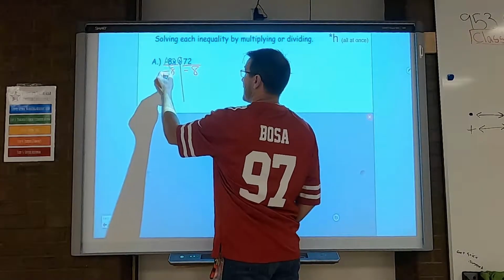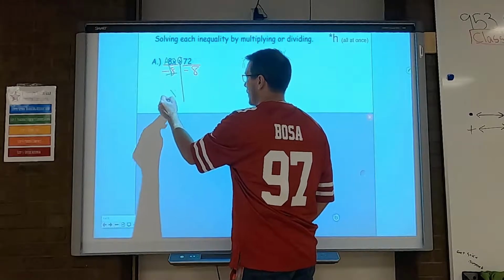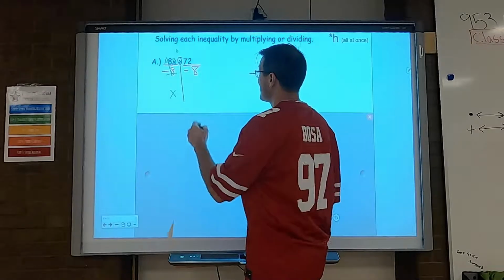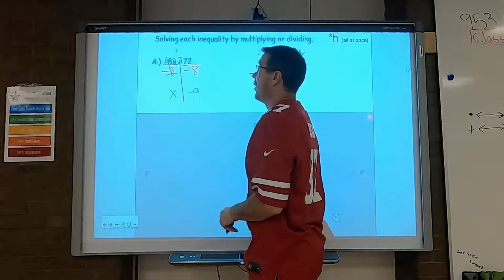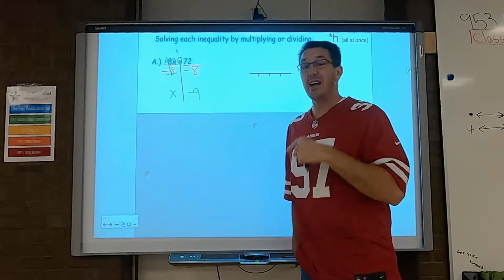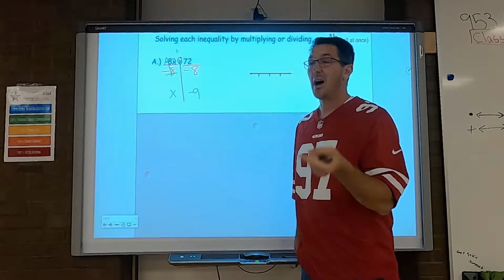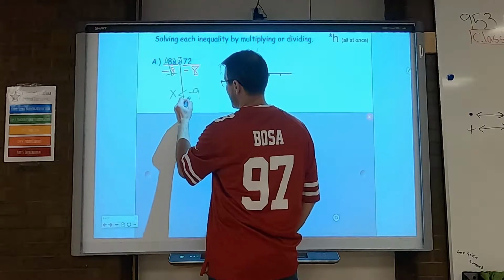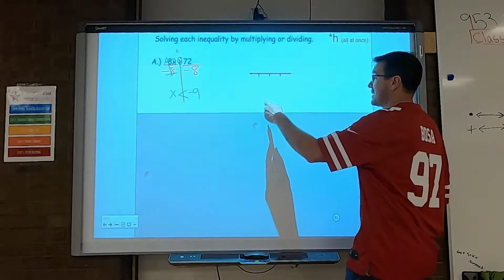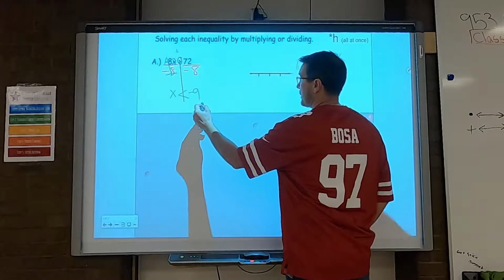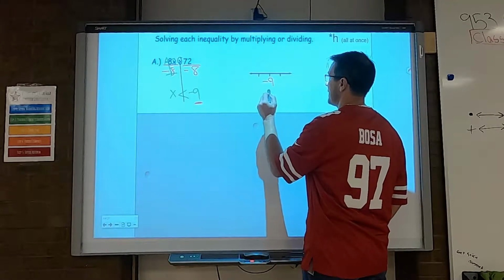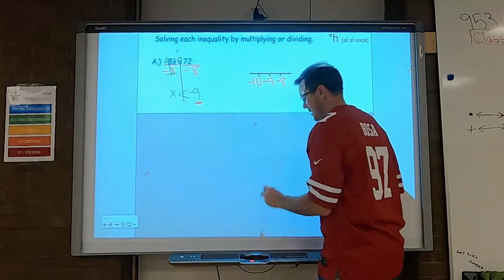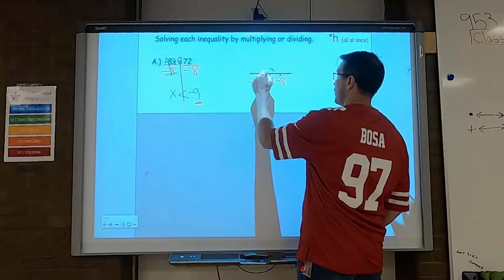-8 divided by -8 is 1. But I don't need to write 1, I can just write x. And 72 divided by -8 is -9. Now, according to the rules, if I divide by a negative, I must flip the sign. So instead of greater than, I have to flip it to less than. And let's see. That means if I graph this, I start with the number I'm talking about. That's -9. Give me a number that's next to it. A less than is -10. Greater than is -8. I'm going to circle the -9.